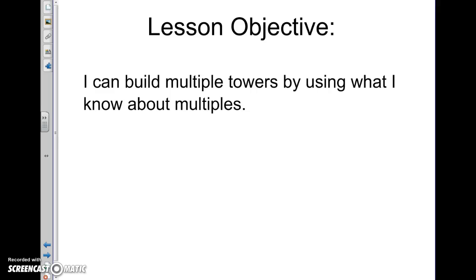Our lesson objective today: I can build multiple towers by using what I know about multiples. We are going to use this to help us as we work on dividing using multiples in our next lesson tomorrow. Like I said, this is really going to help us as we work on division next time. So let's master this so we can use it as a tool.